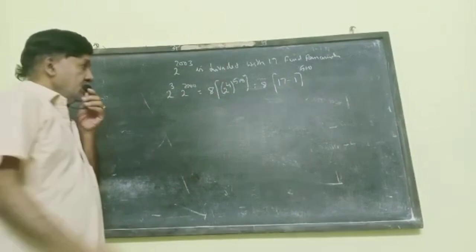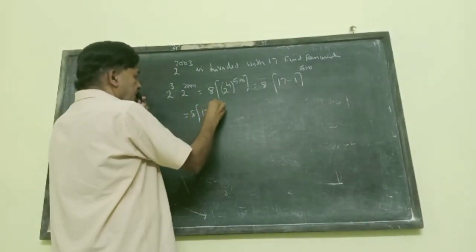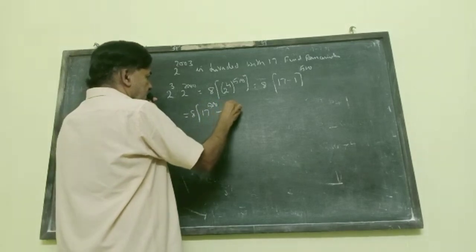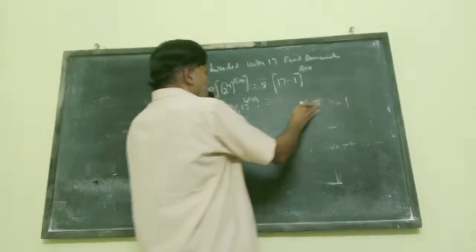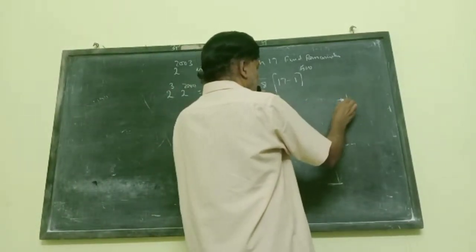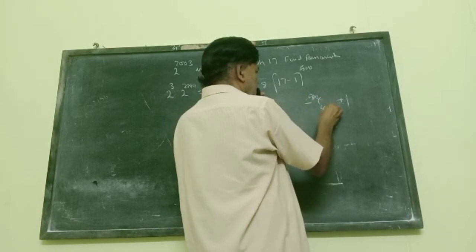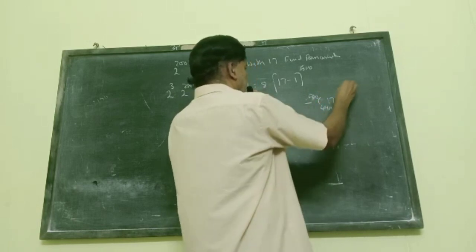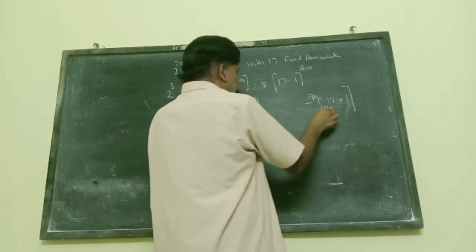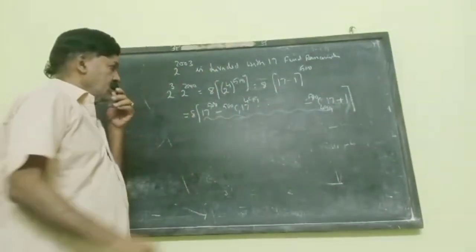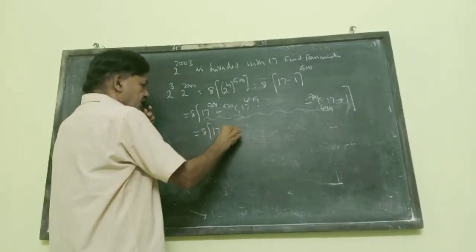Right? This is 8 into 17 power 500, 500 C1, 17 power 499, finally 1. Before this, 500 C 499, 17. You will get it like this. In all these terms, 17 is common. So this is 8 into 17p plus 1.